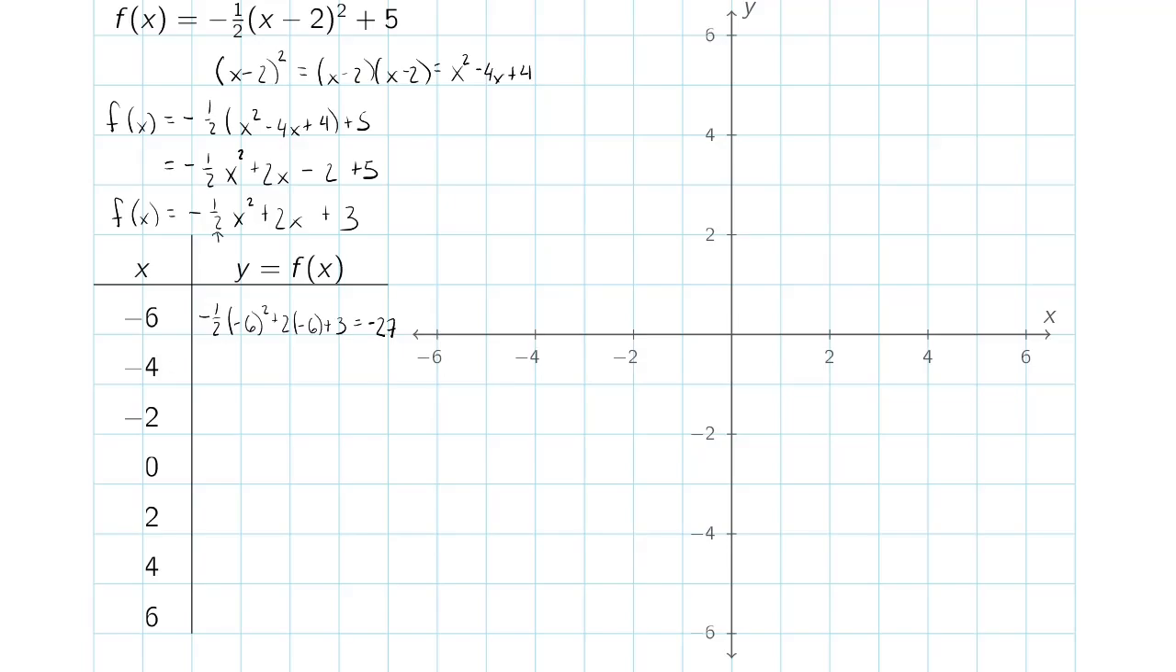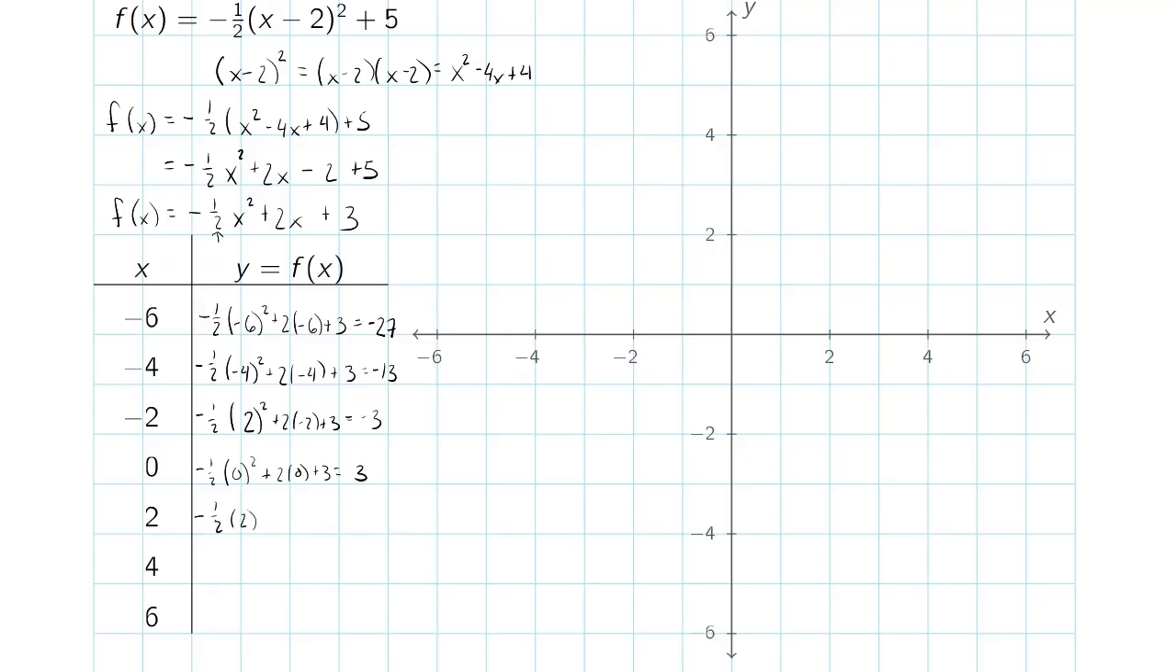Next, I'll take -1/2 times -4 squared plus 2 times -4 plus 3, which gives me -13. Then -1/2 times -2 squared plus 2 times -2 plus 3. Oh, that's a little bit better. That gives me -3. Then -1/2 times 0 squared plus 2 times 0 plus 3. That's going to give me 3.